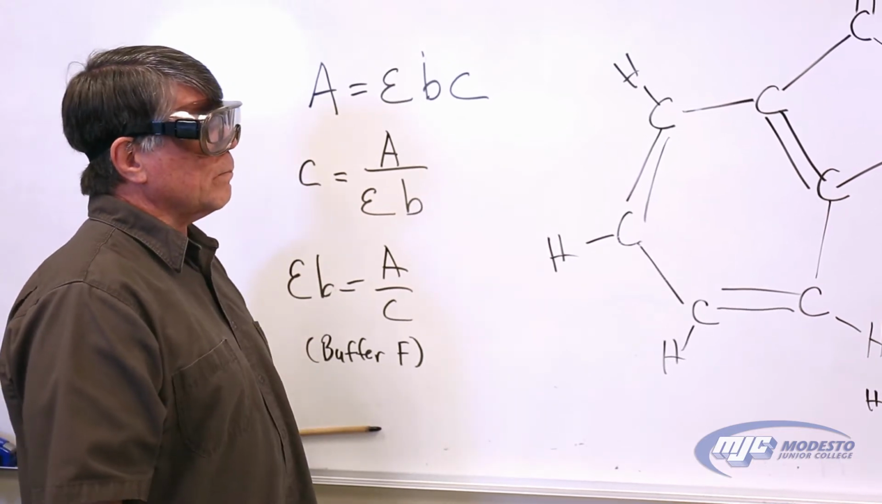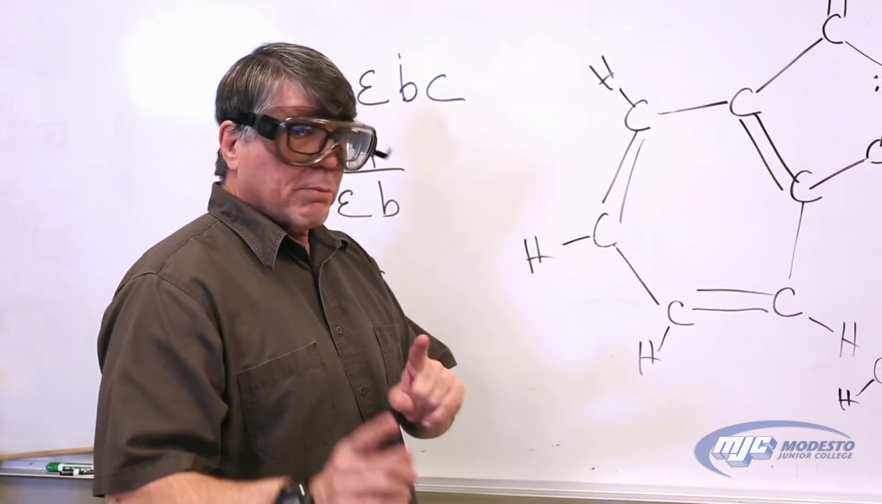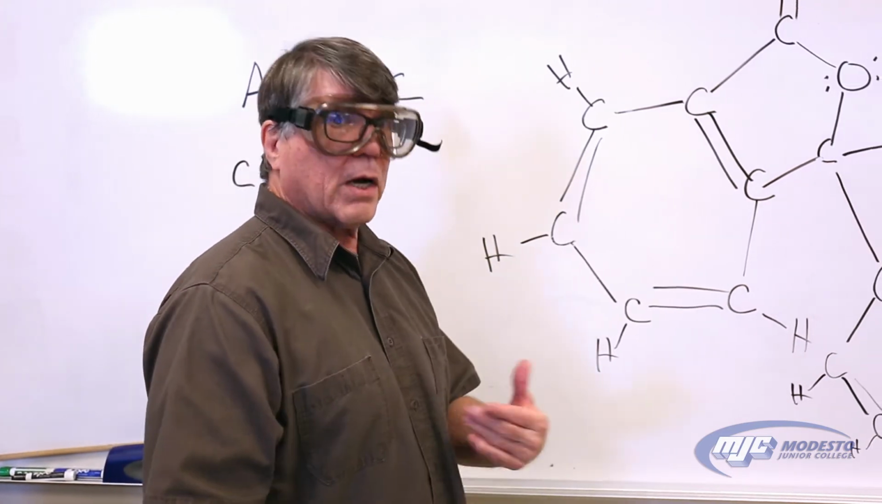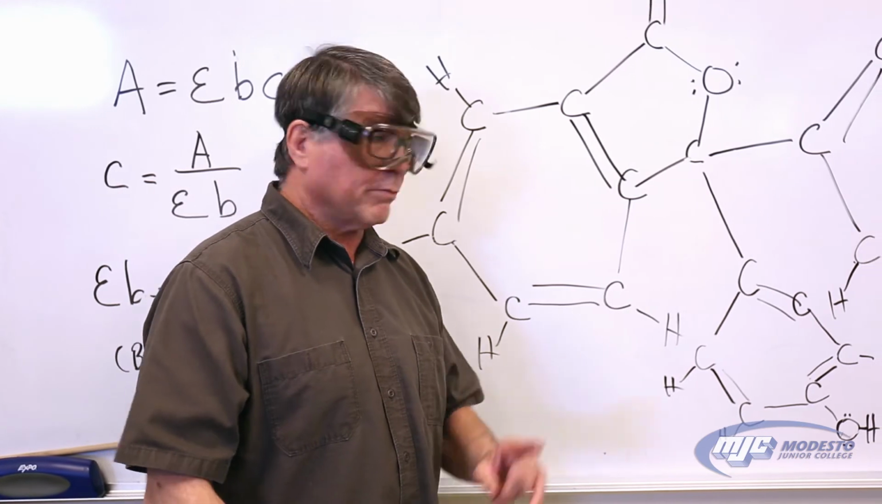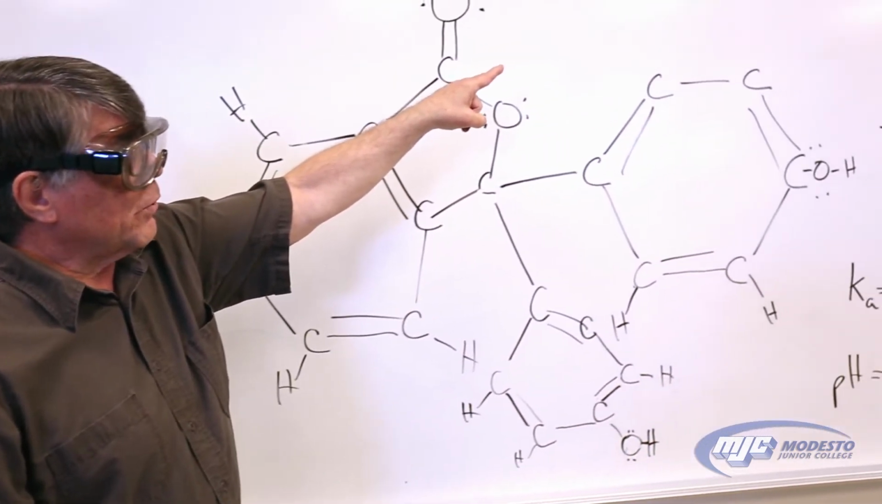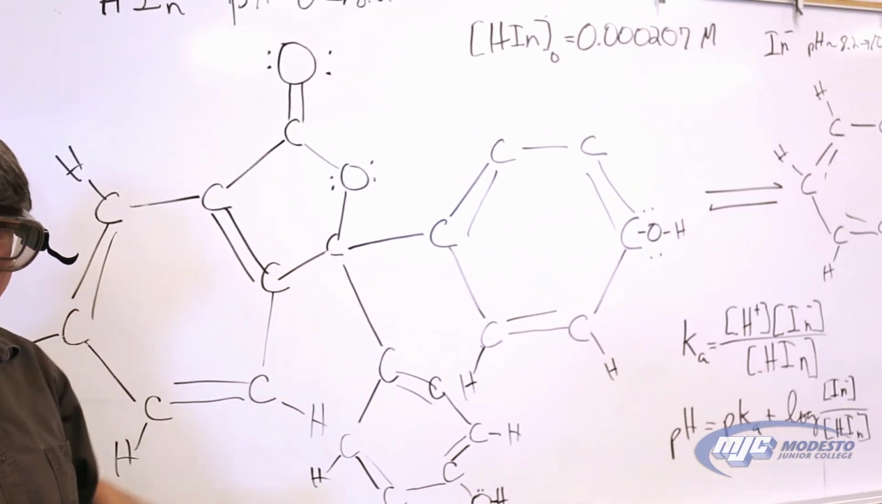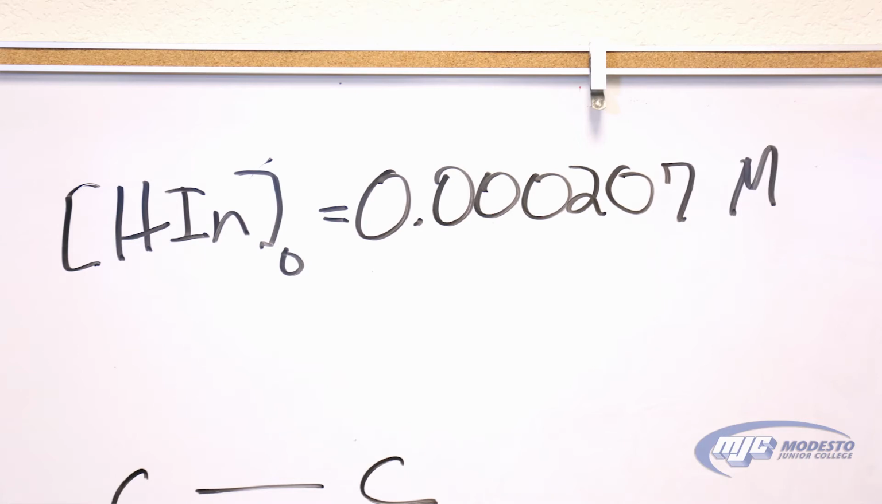Now, one other number that you're going to need is the initial concentration of the phenolphthalein that we're going to use. And that's right up there, 0.000207 molar. 2.07 times 10 to the minus 4th molar.